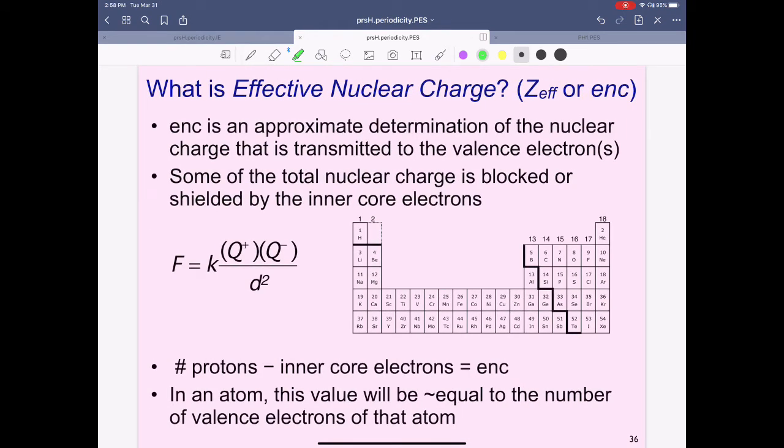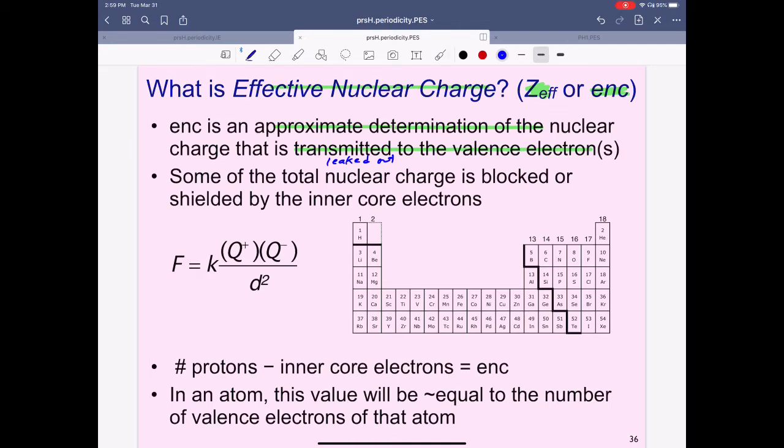So what is effective nuclear charge? Generally symbolized by Zeff. I will use ENC throughout my videos because it's easier to type. It's an approximate determination of the nuclear charge that's actually transmitted out to any electrons, but generally we refer to the valence electrons, transmitted or leaked out to the valence electrons.